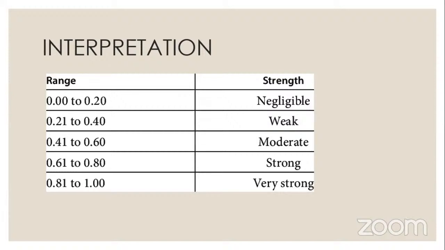And the interpretation of Spearman will be like this. Here we have given the range and the strength. 0.00 to 0.20 is negligible. 0.21 to 0.40 is weak. 0.41 to 0.60 is moderate. 0.61 to 0.80 is strong. 0.81 to 1 is very strong. This is how we interpret the scores.